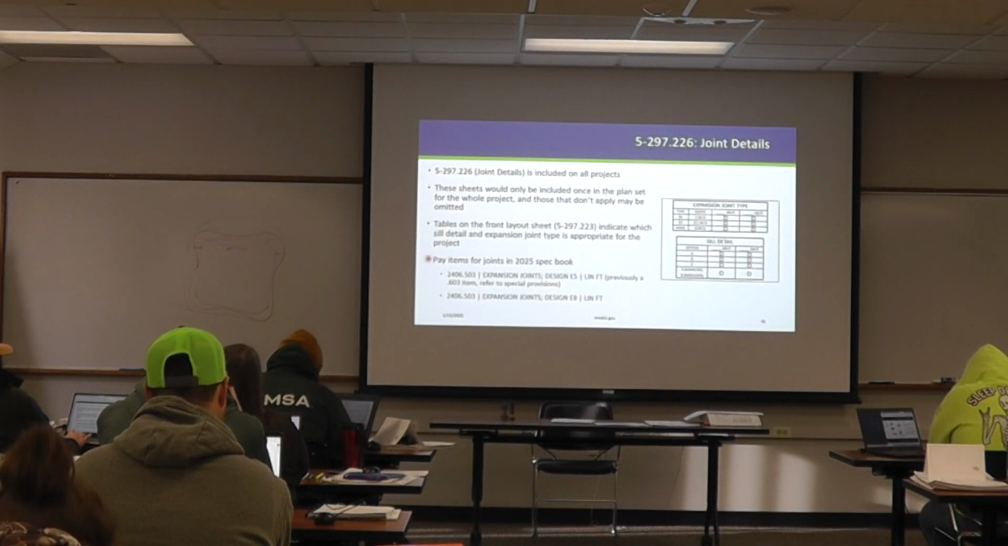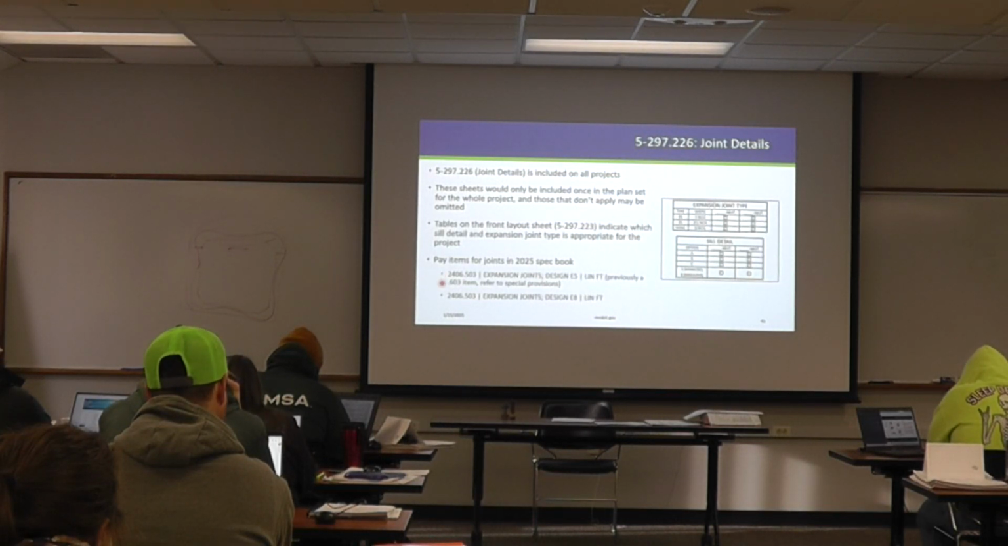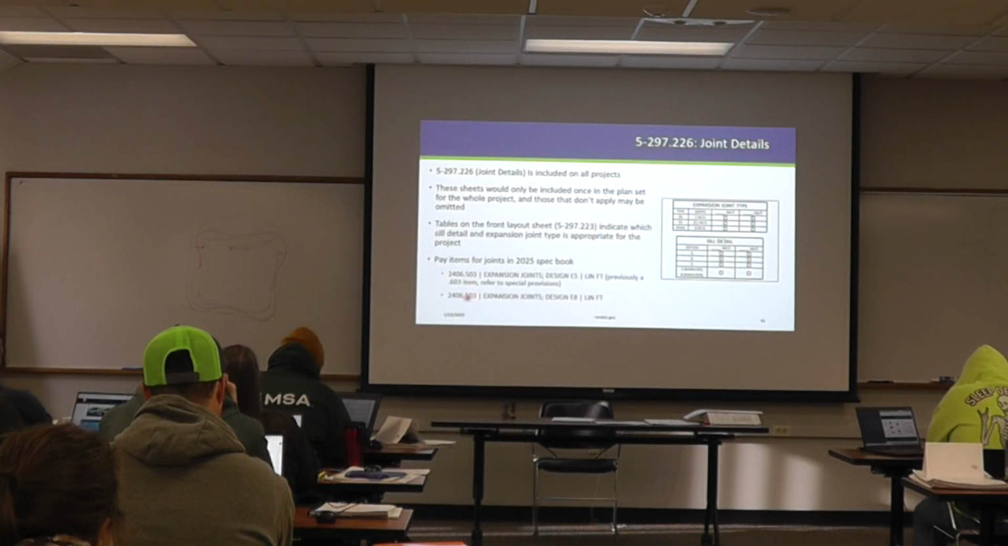P items are a little different now, I think. So in the 2025 spec book, I believe we have this newer 2406.503 expansion joints design E5. That's for the smaller 2.5-inch joints. It used to be a 600 item, meaning it was in the special provisions. So again, it's just going to be a transition once these start getting used, but I think the new spec book should have this as a 500 item. And design E8 is a 500 item as well in the spec book. So if you're looking for payment, that's where you go find it.